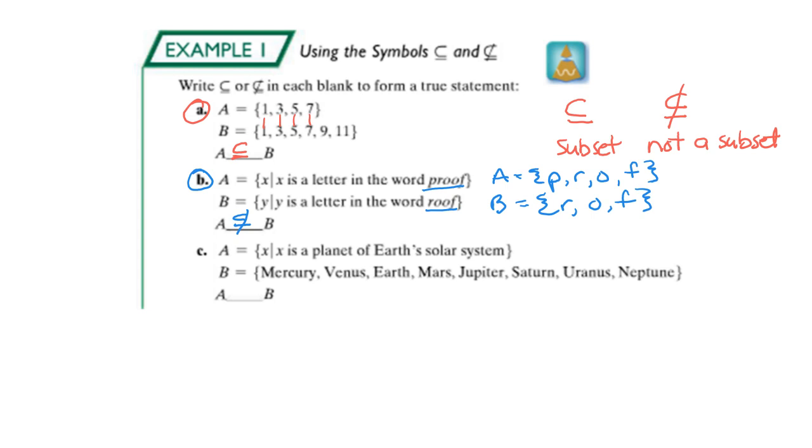All right, and part C, A is such that x is a planet of the Earth's solar system, and B is Mercury, Venus, Earth, Mars, Jupiter, Saturn, Uranus, and Neptune. All right, and in this case here, set A is contained, so therefore it is a subset of set B.